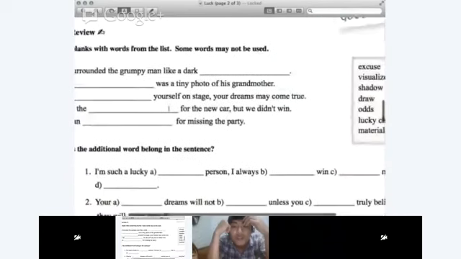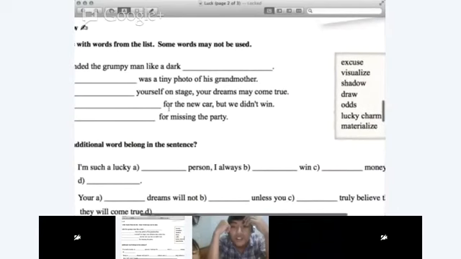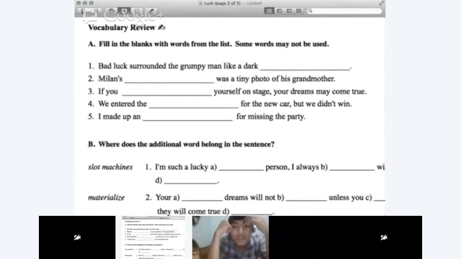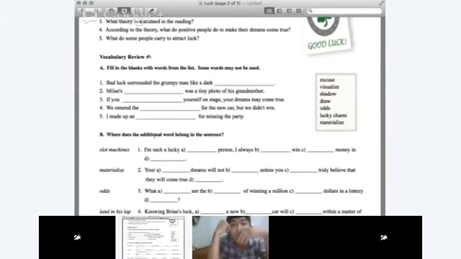Excuse. Okay, so it's not excuse. Can anyone help me? Visualize. No. May I? Visualize. And what was the definition of visualize so we can help him out because he's new to class? The image of something in mind. Yeah, the image of something in your mind or mind's eye. Perfect.